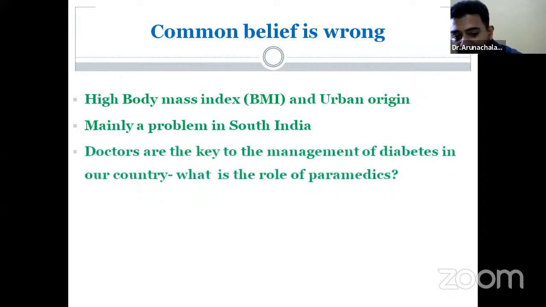Doctors are the key to the management of diabetes in our country, which is a big myth that is not true. What is the role of paramedics is being very clearly mentioned nowadays. And we can play a very vital role, which is equivalent to a doctor, that is a physician or a diabetologist, in the management of diabetes. Because doctor alone cannot manage diabetic load in India. So that is very much clear.